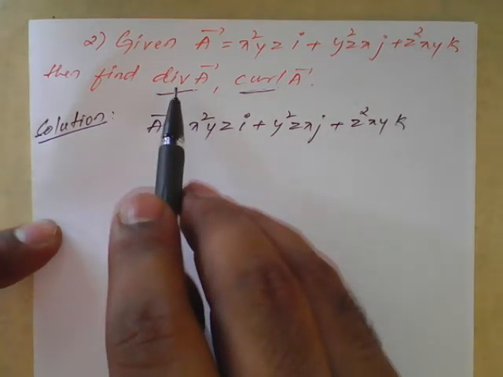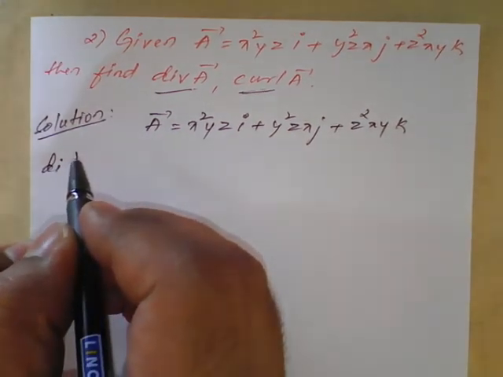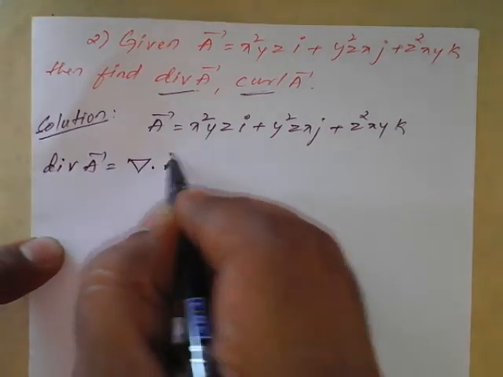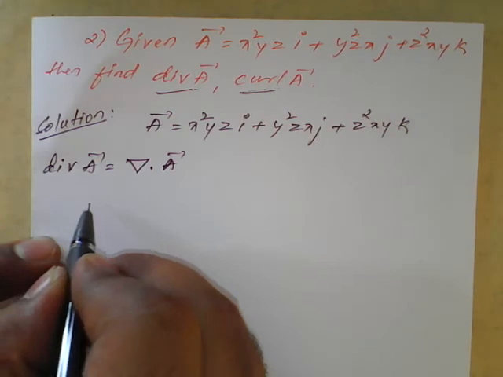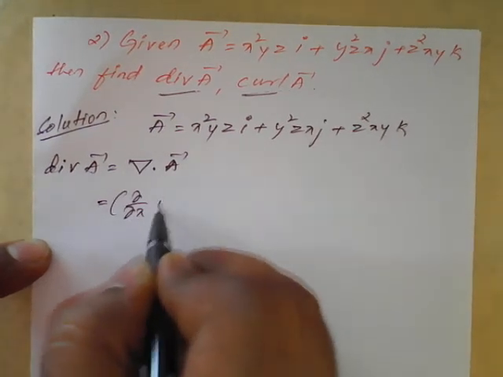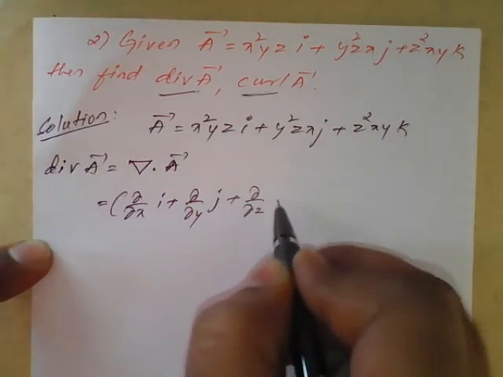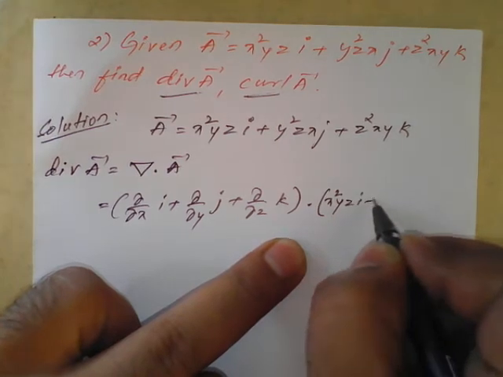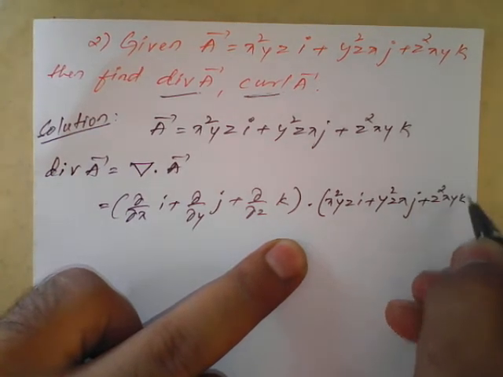So we need to check for the divergence of vector A now. Divergence of vector A is symbolically written as del dot vector A. The del value is dou by dou x of i plus dou by dou y of j plus dou by dou z of k, dot the value of A, which is x square yz i plus y square zx j plus z square xy k.